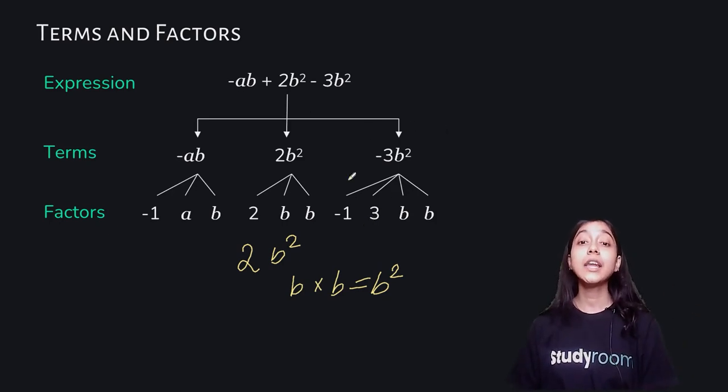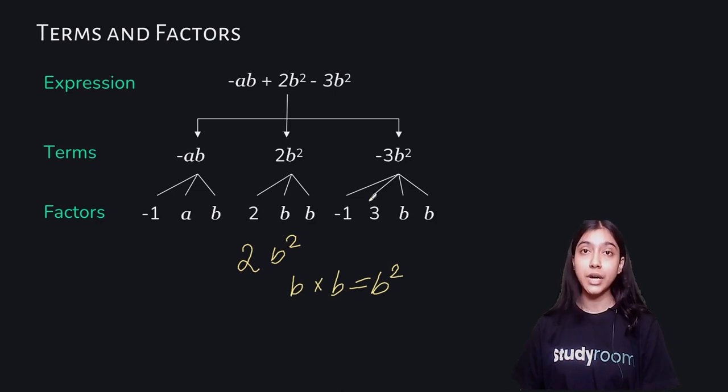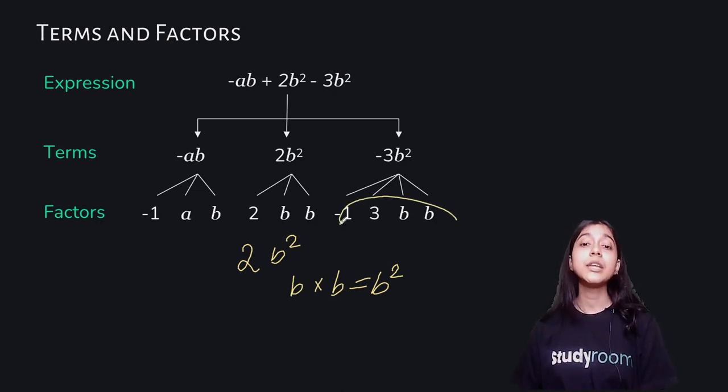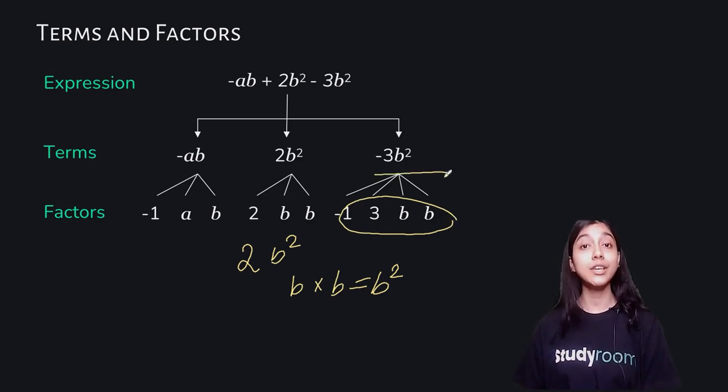Again we have another term, that is minus 3b square. So the factors of this particular term will be minus 1, 3, b and b. Why? Because when we multiply these four things, we get this term minus 3b square.